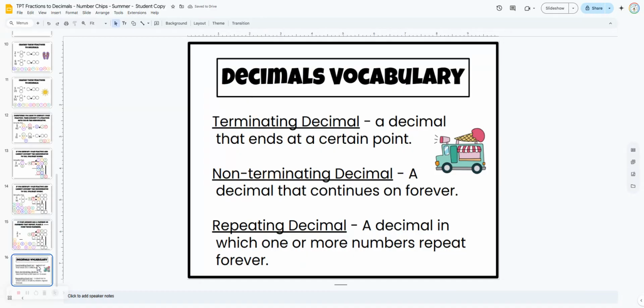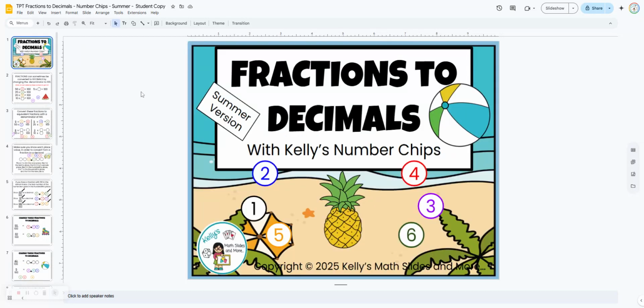Now, the very last slide has some vocabulary that you want to go over with the students. Terminating decimal, non-terminating decimal, and repeating decimal. So that is a digital lesson, summer version of fractions to decimals.